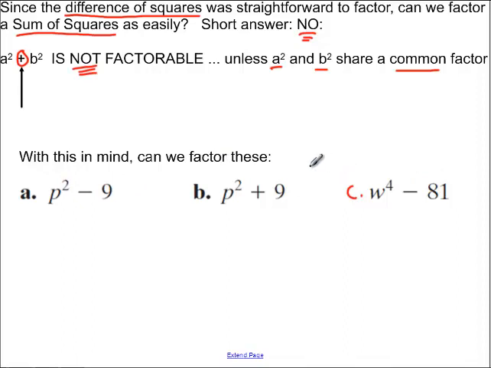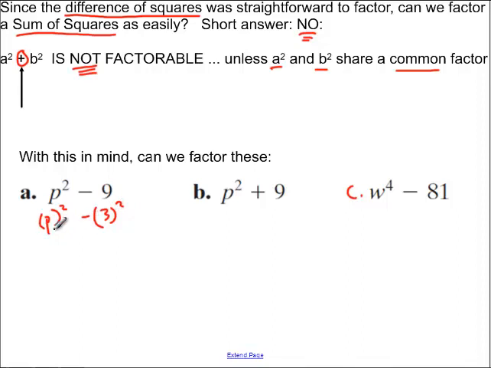All right, now that we've paused the video and decided whether we can or can't factor these, let's take a look at a and ask, is it factorable? We've got two terms. p squared is a perfect square, and 9 is a perfect square, it's 3 squared. It's separated by subtraction, so it's a difference of squares, which is factorable. I'm going to write this as my base p minus my base 3 squared.